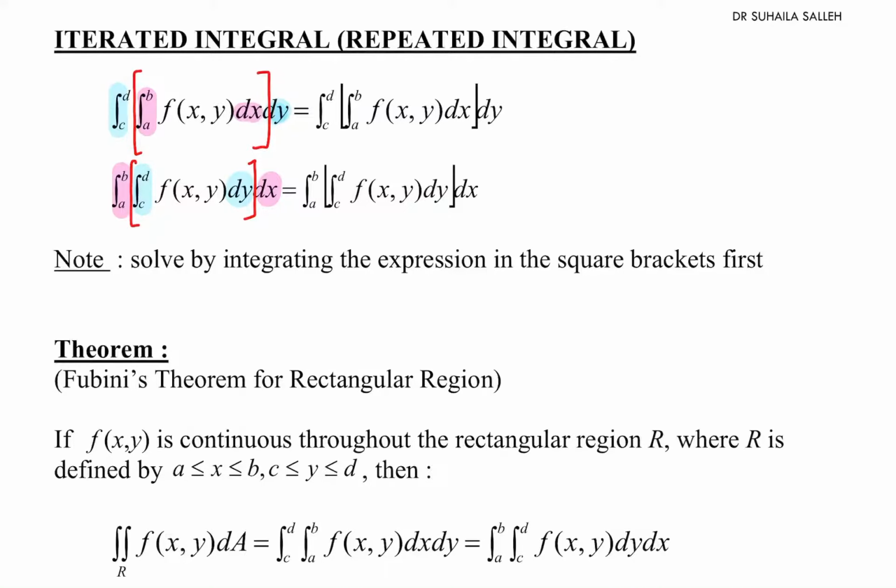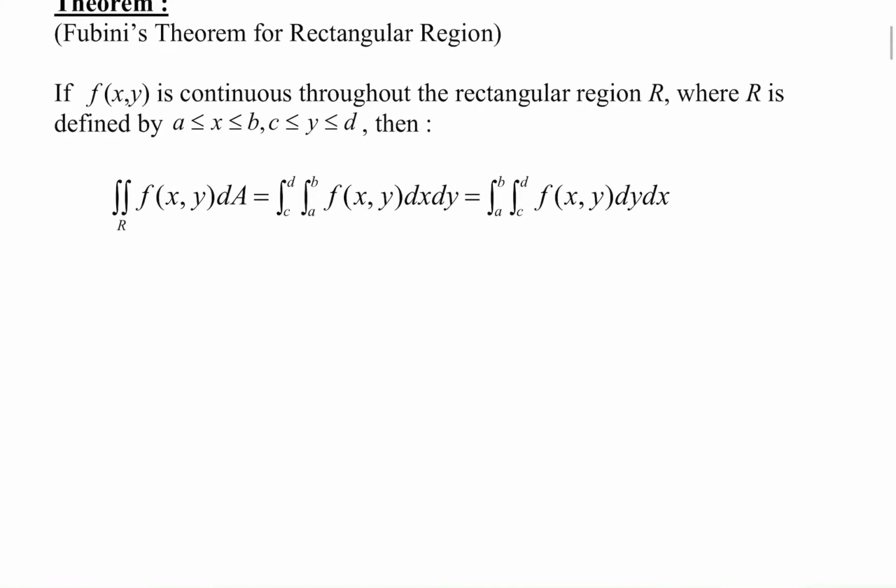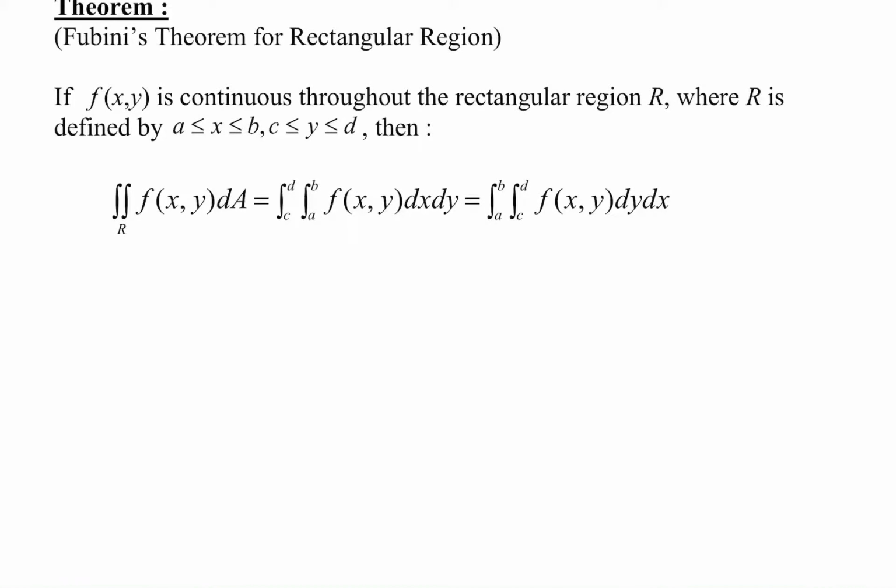Now, what does Fubini's theorem state? Ignore the integral equation there first, and let's look at the statement. If f is continuous throughout the rectangular region R, where R is defined by x between a and b, y between c and d. The rectangular region is this, if you want to sketch it.